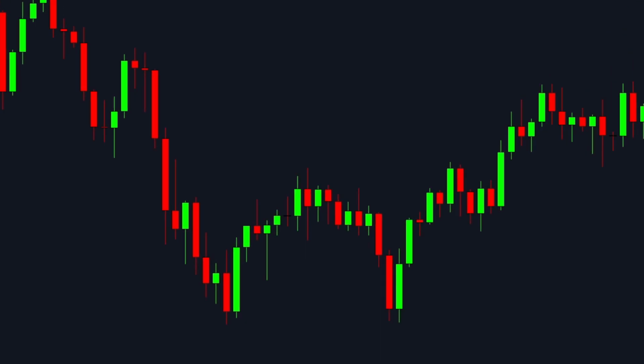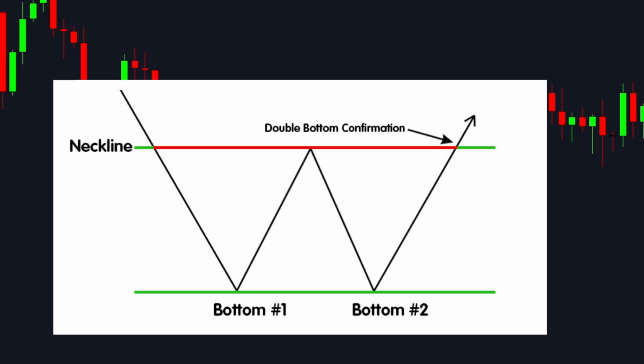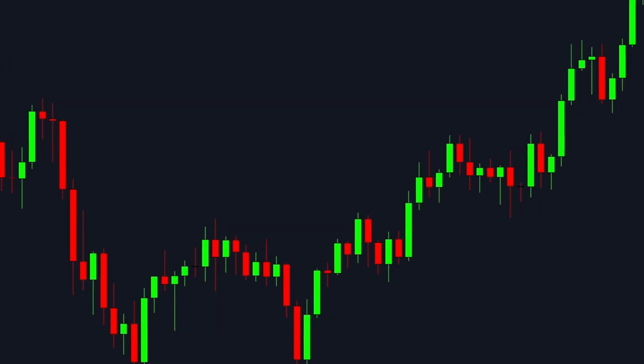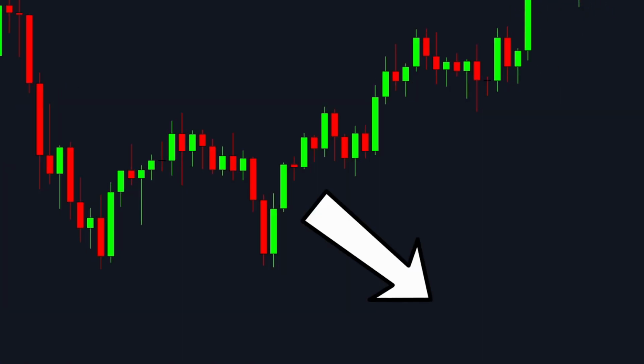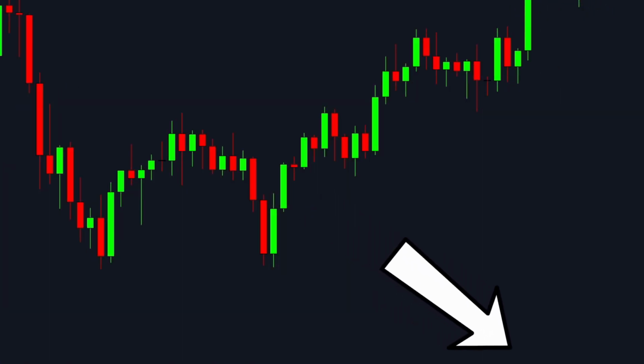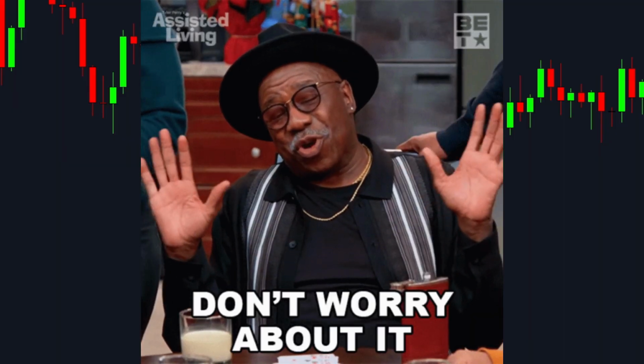Okay, so you see a double bottom pattern on your trading chart, but how can you be sure that the price will actually bounce rather than continuing its downward trend? And if you are new here and are wondering what the double bottom pattern is in the first place, don't worry, we're going to cover that too.